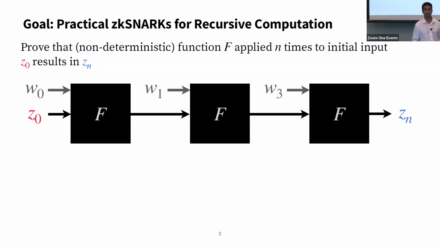So the goal for today is to design practical ZK SNARKs for recursive computations. And what I mean by this is that we want to design a proof system that allows us to prove statements that claim that a non-deterministic function f applied n times to some initial input z0 results in some output zn. And I say non-deterministic because this function f should be able to take some additional secret witnesses along the way.